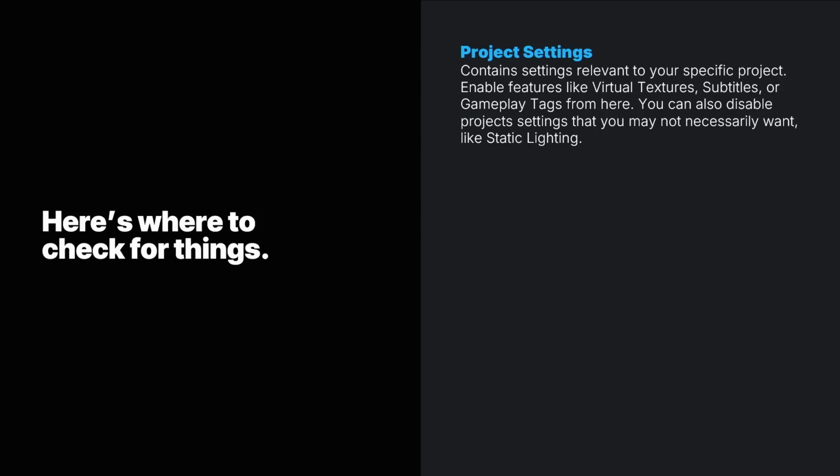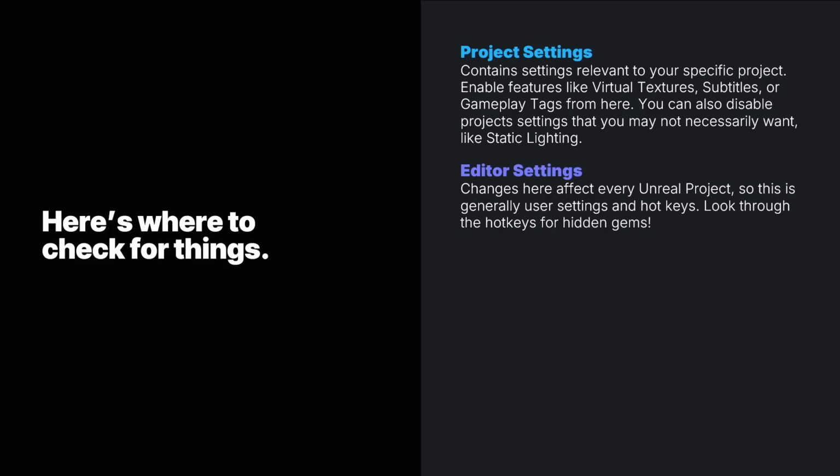So this contains settings that are relevant to your project settings, which makes sense. So this is stuff that's related to this specific project. Gameplay tags, virtual textures, subtitles, that kind of stuff is generally controlled from here. Editor settings are going to be things that affect all of your projects, because that is your editor on this machine. So things like your hotkeys are in there.